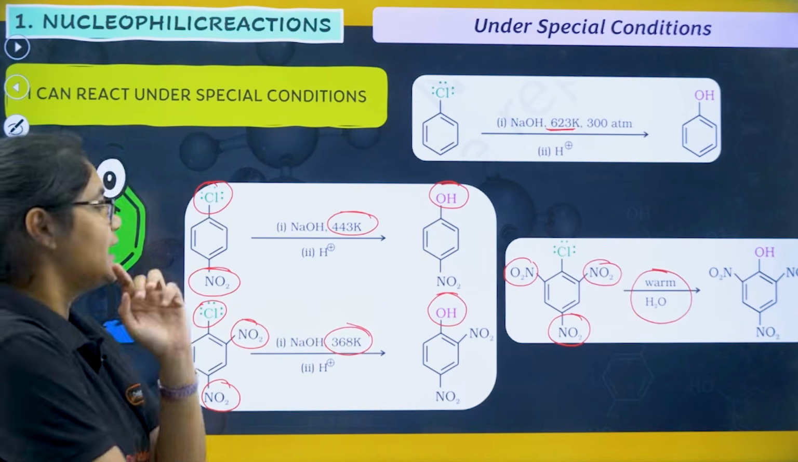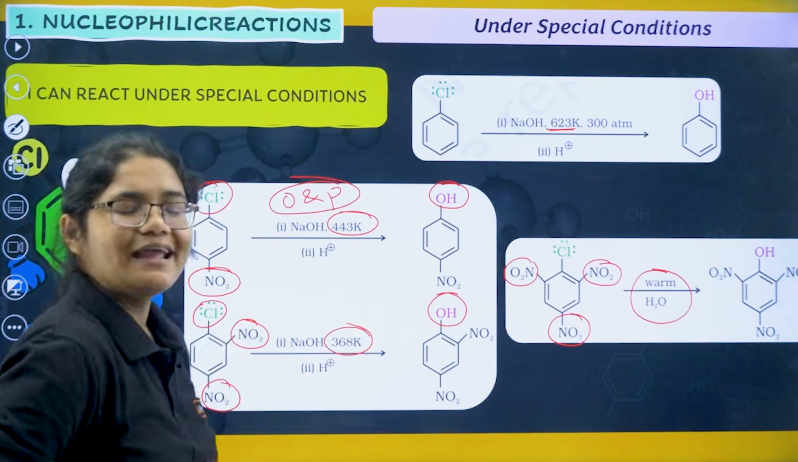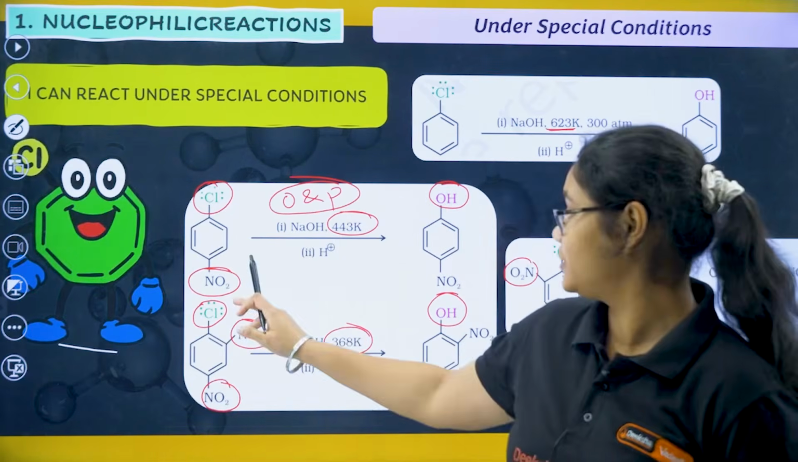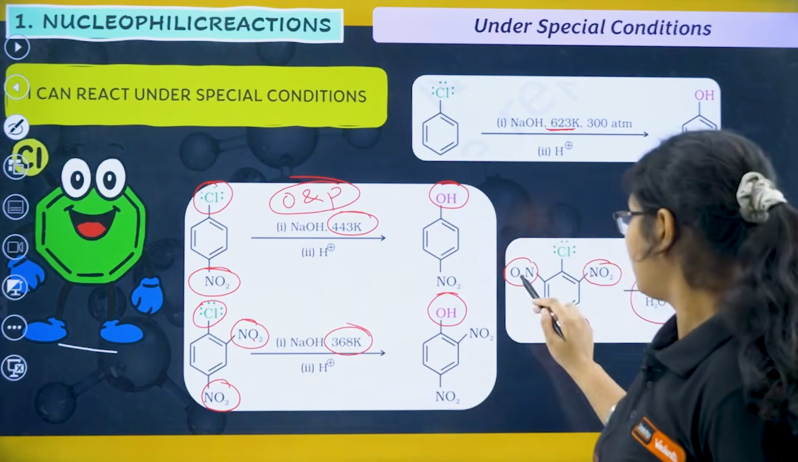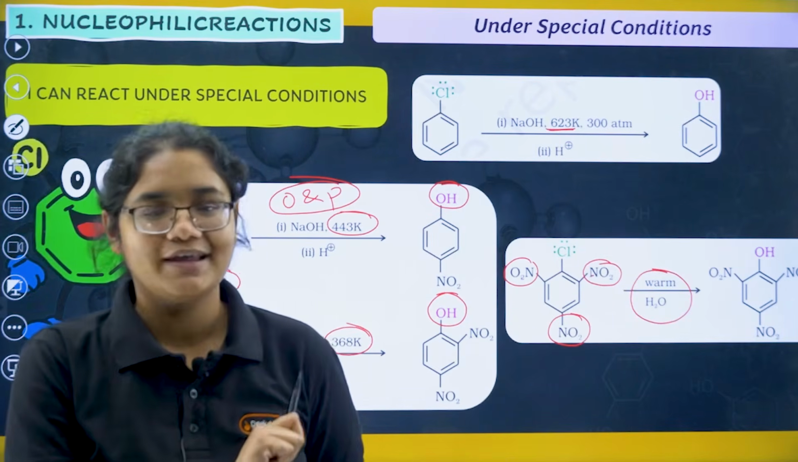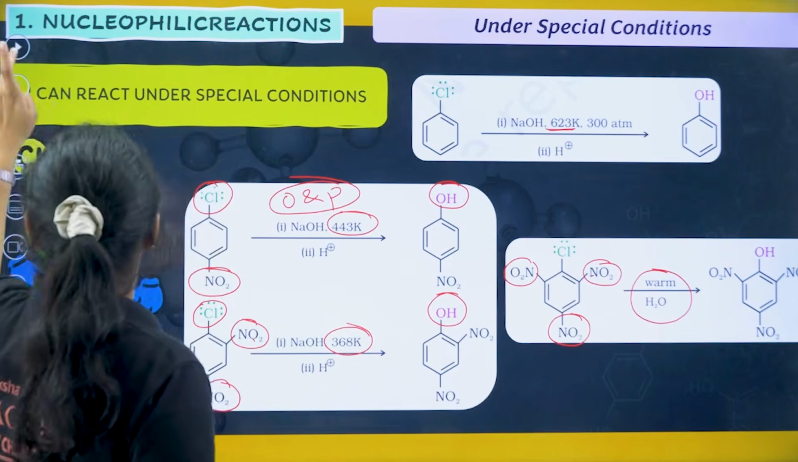We have added the NO2 group only at the ortho and para positions. Did we add any NO2 group at the meta position? Here we have para, here we have ortho, here also ortho and para. There is no NO2 group at the meta position. Is there any reason for that? Let's find out. Okay, fine.